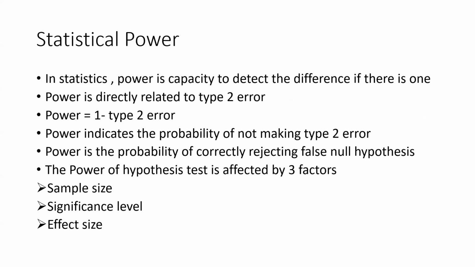Now the statistical power. In statistics, power is the capacity to determine a difference if there is one. The power is directly related to type 2 error. Power is 1 minus type 2 error. Power indicates the probability of not making a type 2 error, so power is the probability of correctly rejecting a false null hypothesis. The power of a hypothesis test is affected by three factors: sample size, significance level, and effect size.